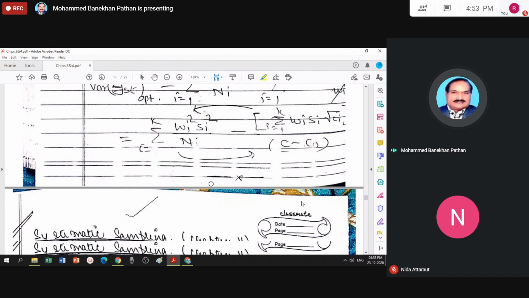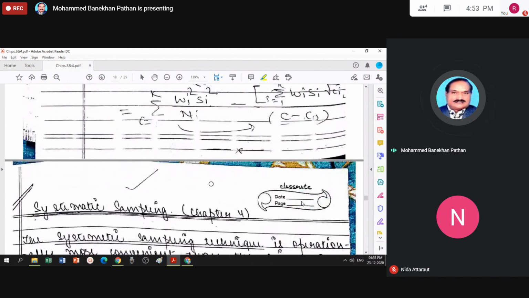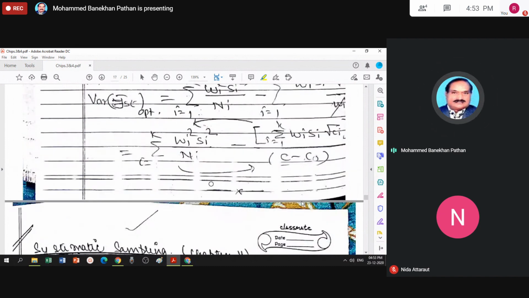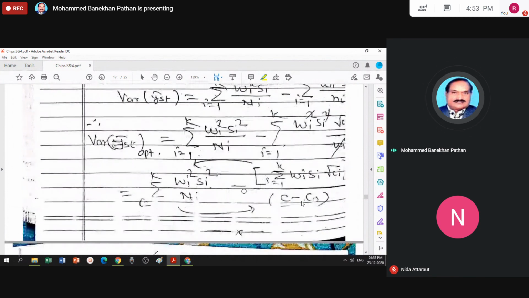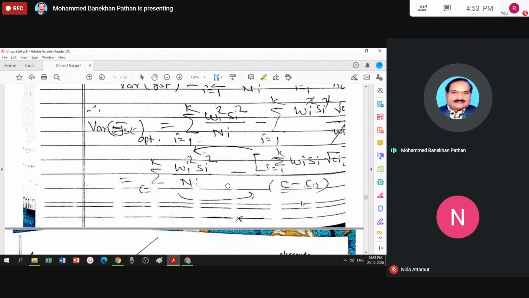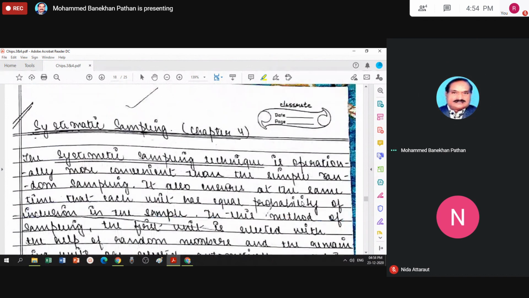This is nothing but optimum allocation to get Ni and the respective variance. And that completes your chapter under the heading of stratified random sampling. Today we'll stop at this stage. We'll start a new chapter under the heading of systematic sampling next time that I will tell you.